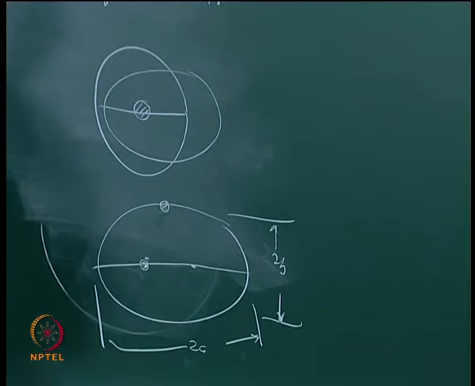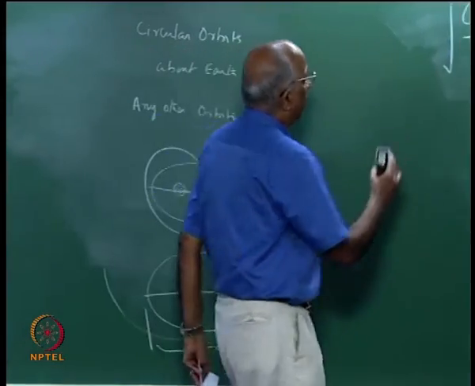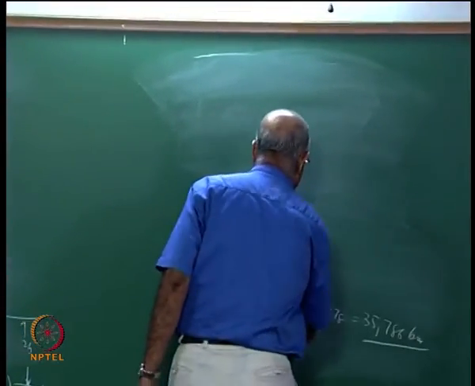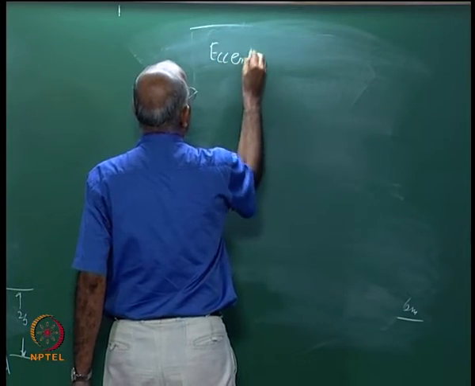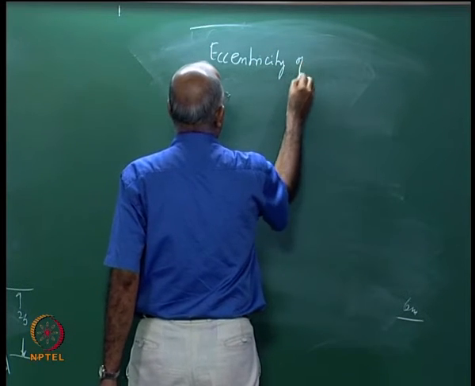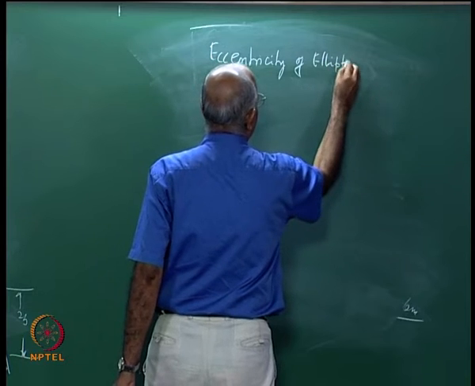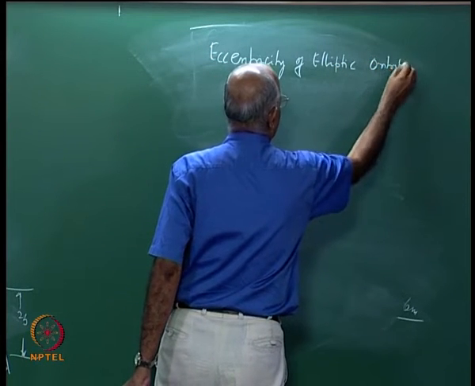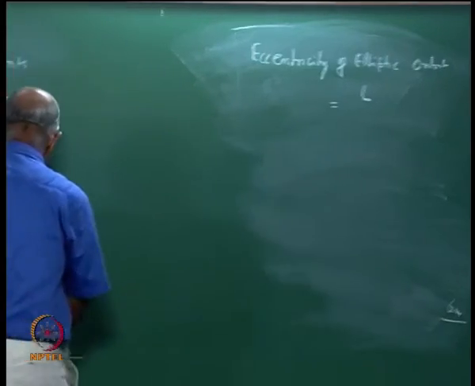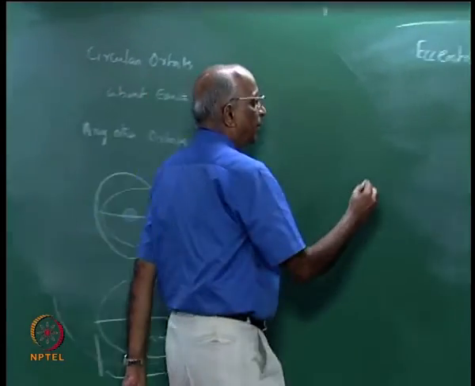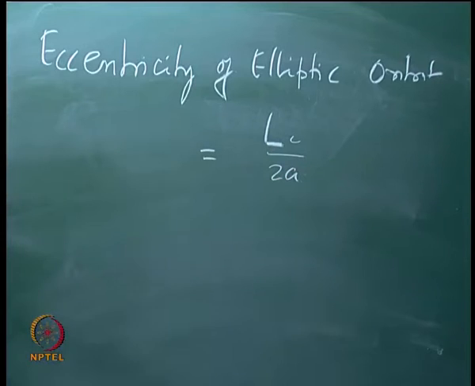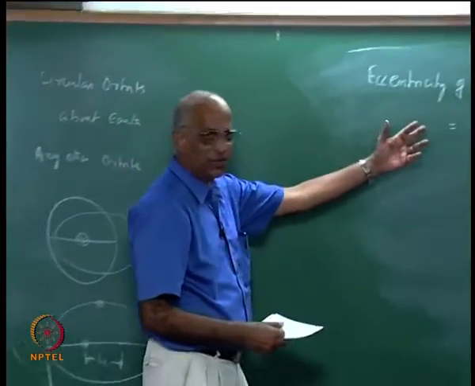Therefore, we define a terminology known as the eccentricity of an elliptic orbit, which is the distance between the two foci, that means this is LC, divided by the major axis which is 2a. And you find for a circular orbit LC is 0 because I have a single center here, and the eccentricity becomes equal to 0 for a circular orbit.